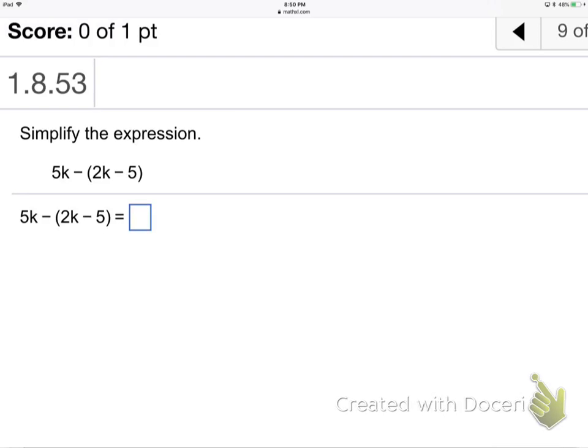Okay, so we have 5k minus parenthesis 2k minus 5. Okay. So, give that one a try. What do we do with that minus in front of the parenthesis there? It's going to distribute, right? Like anything in front. It's like a negative 1. It's going to distribute, right? Yeah.